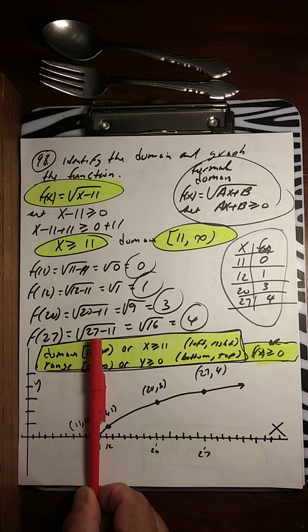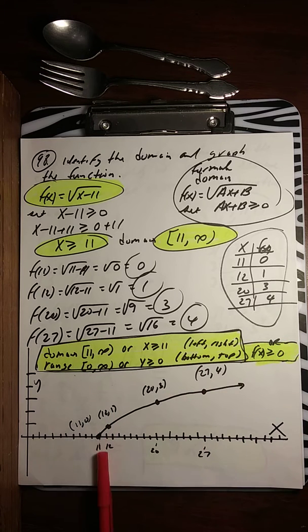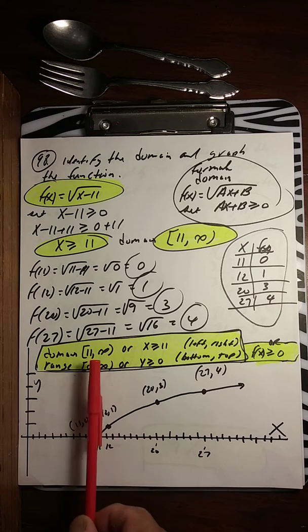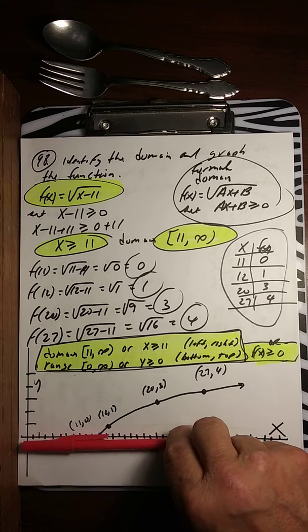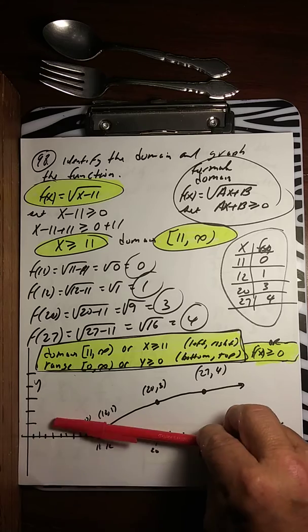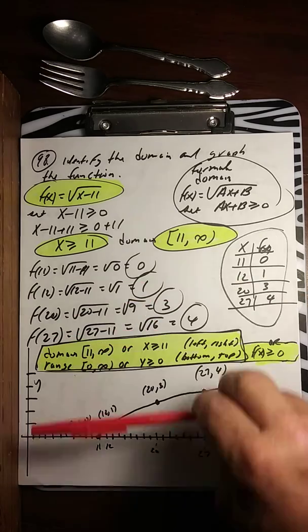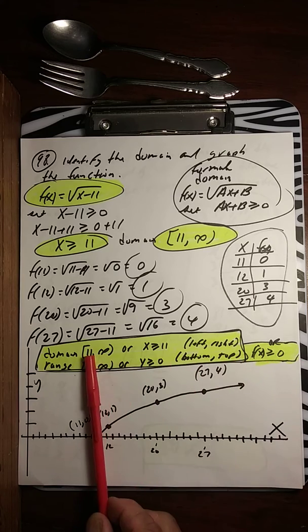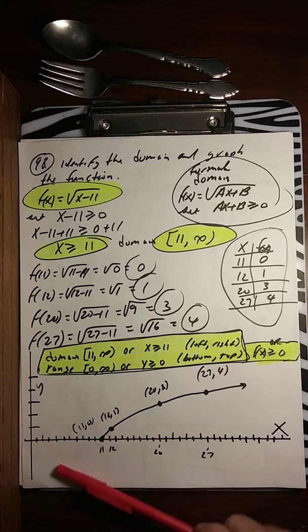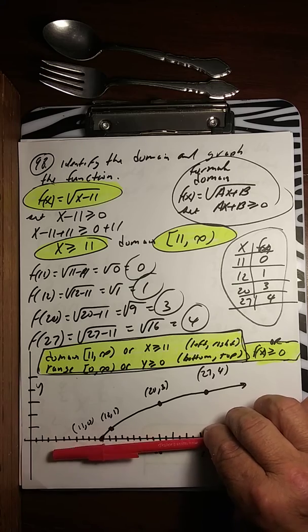So look at the domain. Domain goes this way, 11 that way, 11 to infinity, or bigger than or equal to 11. And the range starts right here from 0, from 0 up. So domain is right there, this way, 11 to infinity. And the range starts from 0, the bottom, to infinity.